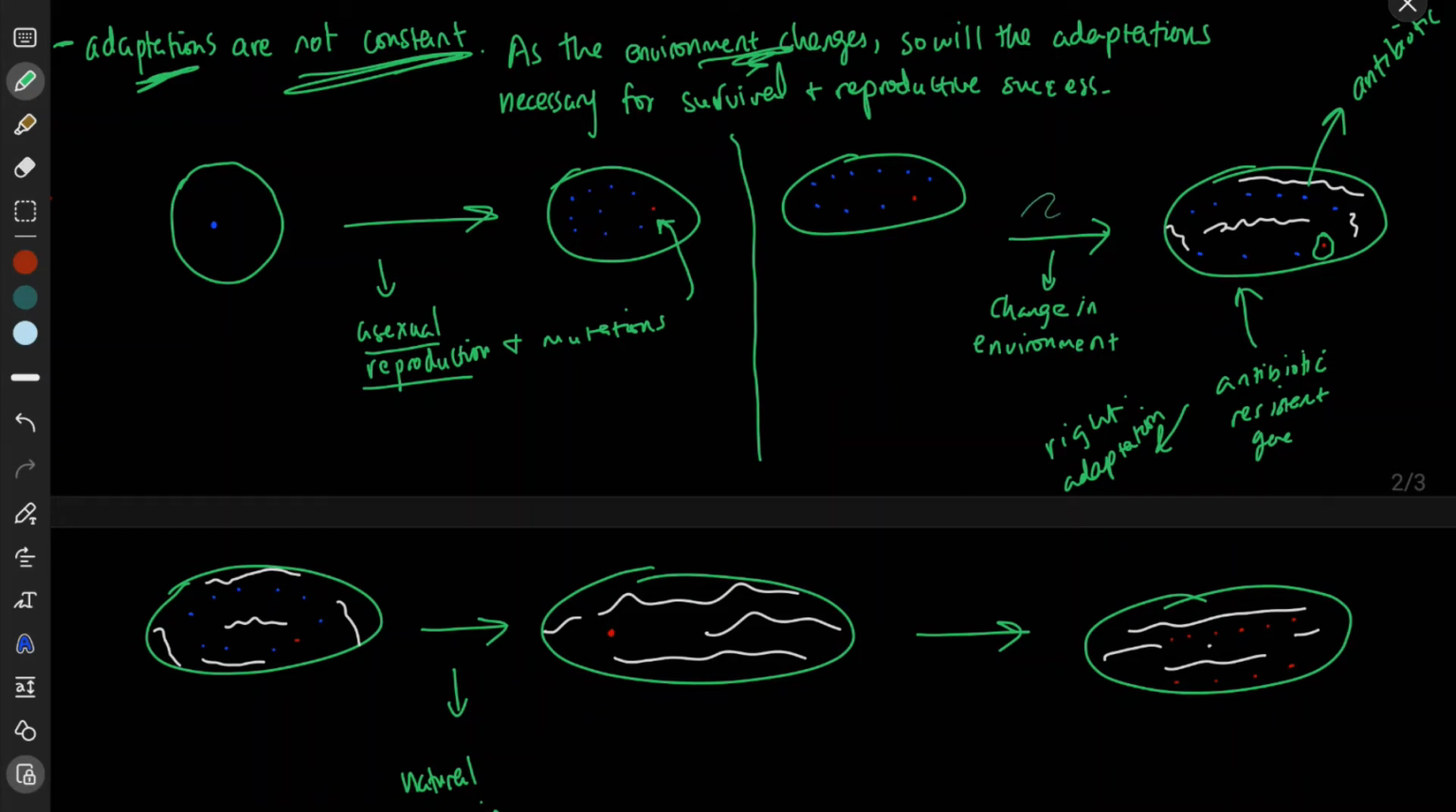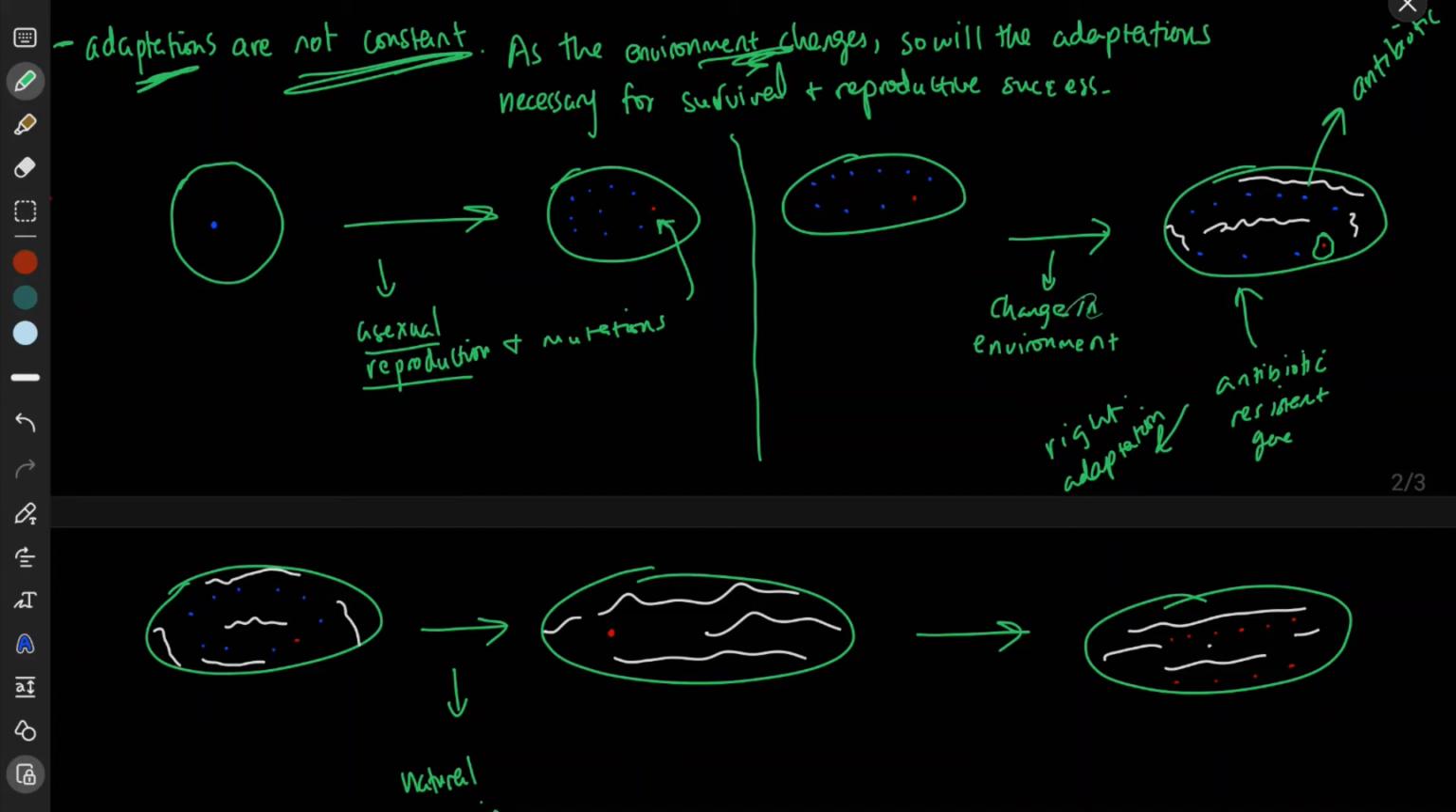Okay, so now, again, originally we just had agar and the nutrients and a fairly stable environment, so the adaptations necessary to survive weren't that stringent. But now we change the environment, right?